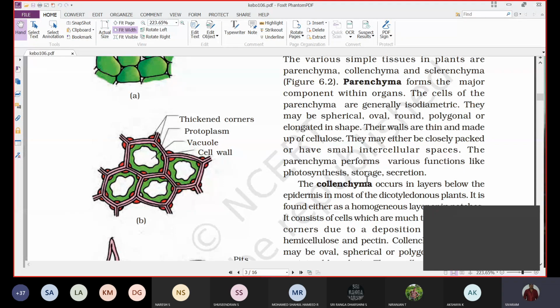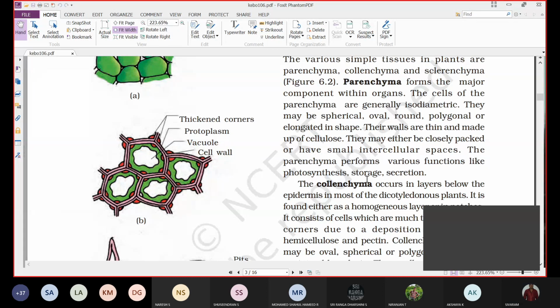That's because they are usually living, so that's why they are generally isodiametric. They may be spherical, oval, round, polygonal, or elongated in shape. Because of this, we are saying that they are isodiametric.